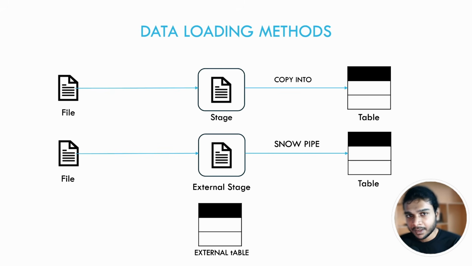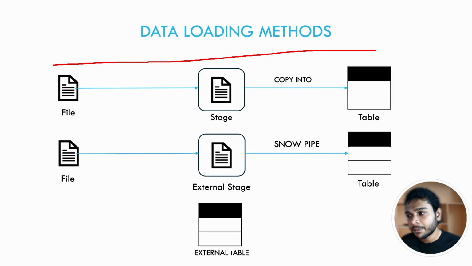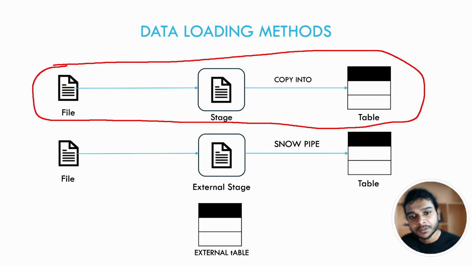One is the copy into command, the second one is Snowpipe, the third one is Snowpipe Stream, and the fourth one is external table. They all have their own applications and their own advantages too. The first one, the copy into command, is the basic way we copy the file from stage into the table. We just import the file into the stage, and then we run the copy into command, where we copy the data from the file and paste it in the table.